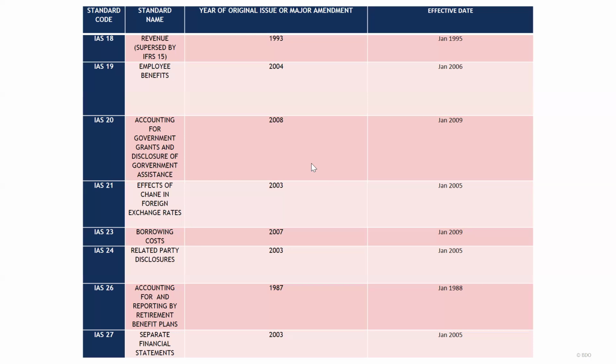The standard was issued in 1987 and was effective from January 1988. We have IAS 27 dealing with separate financial statements, which was issued in 2003 with an effective date of January 2005.